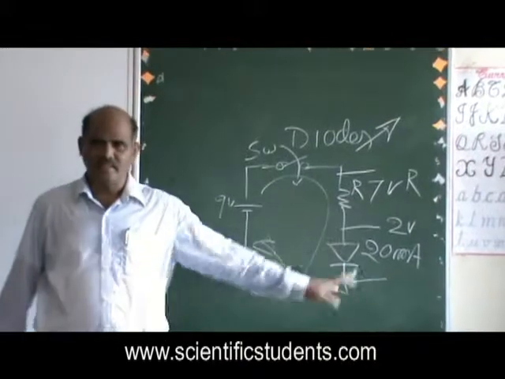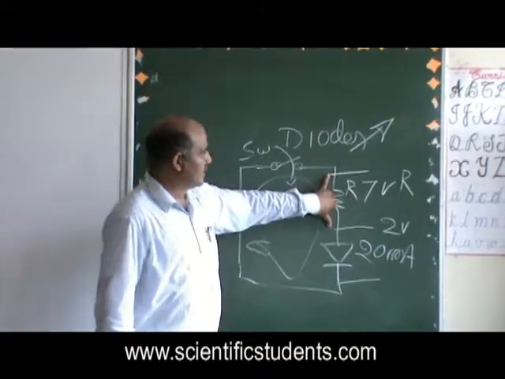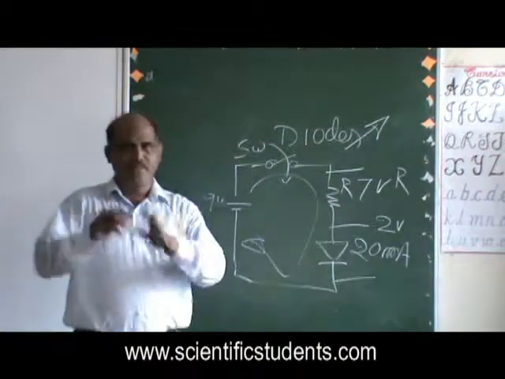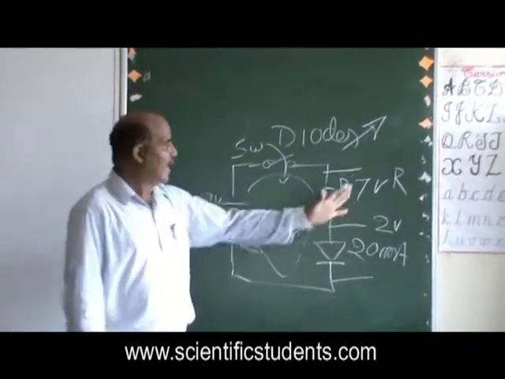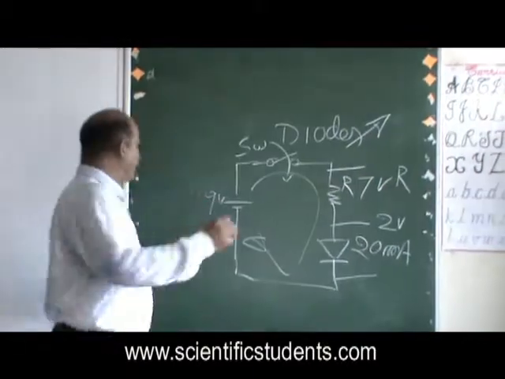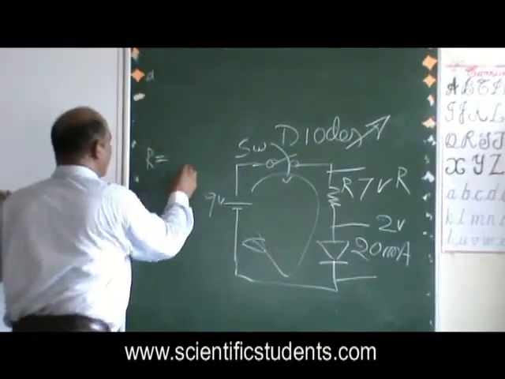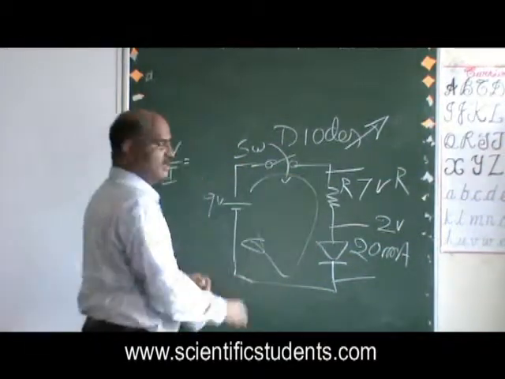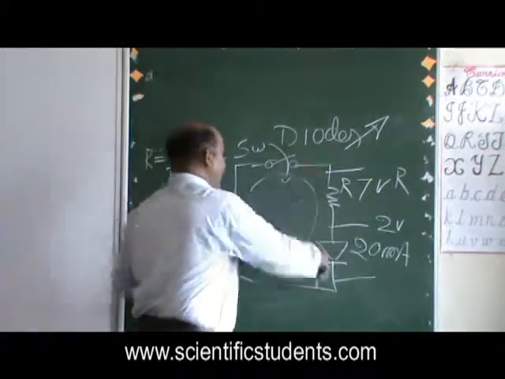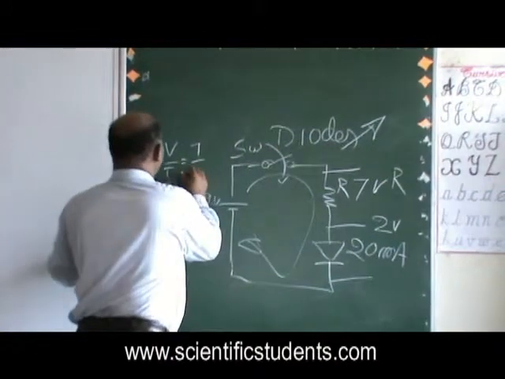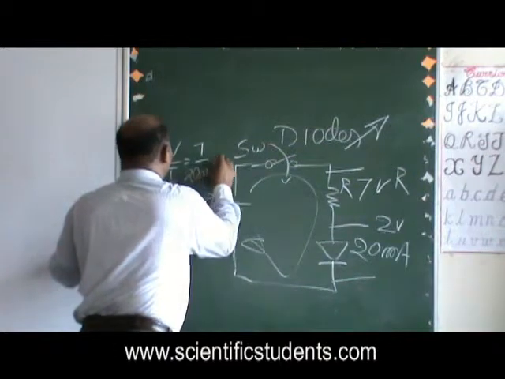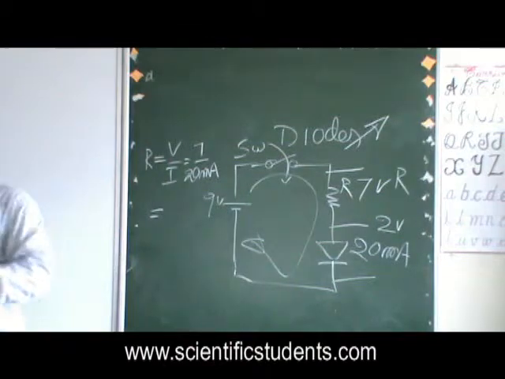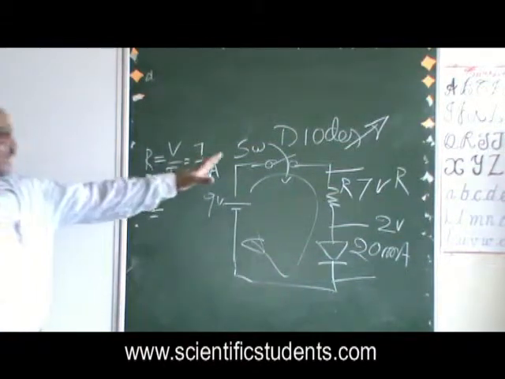Listen. The voltage to be dropped here is 7 volts, and the current required through this LED to give maximum brightness is 20 milliampere. What is Ohm's law? R equals V by I. What is the V you need to drop? 7 volts. And what current do you need to allow in the LED? 20 milliamperes. Now 7 by 20 milliampere, whatever value of resistance comes, that is the value to be put there.